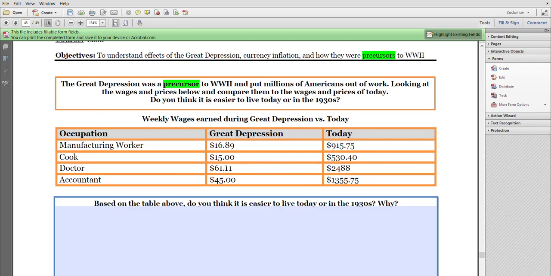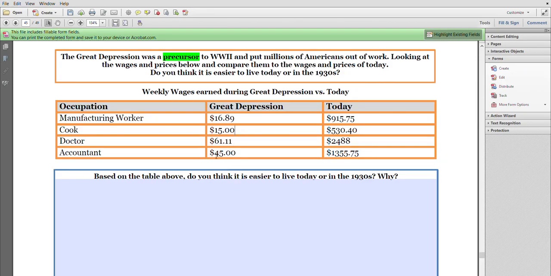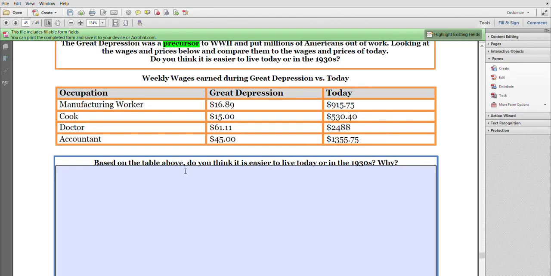Doctor, $61.11, and today a doctor would make $2,488 a week. Accountants would make $45 a week. Today they make $1,355.75 a week. So based on the table above, do you think it is easier to live today or in the 1930s, and why? I'm going to give you a hint.